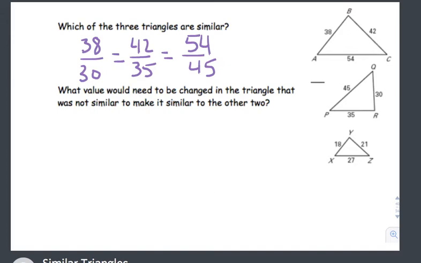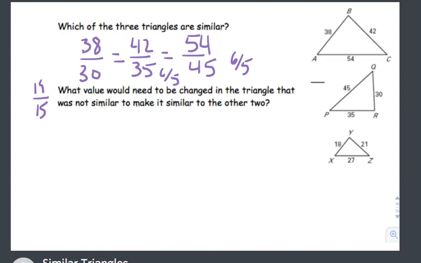When you reduce the second one, you get 6 over 5. And when you reduce the third one, you get 6 over 5 as well. So since the reductions of these fractions do not match, the first and the second triangle are not similar. The problem with the first triangle is mainly the short side, which is this 38. So that's going to help us when we want to figure out which one would need to be changed.